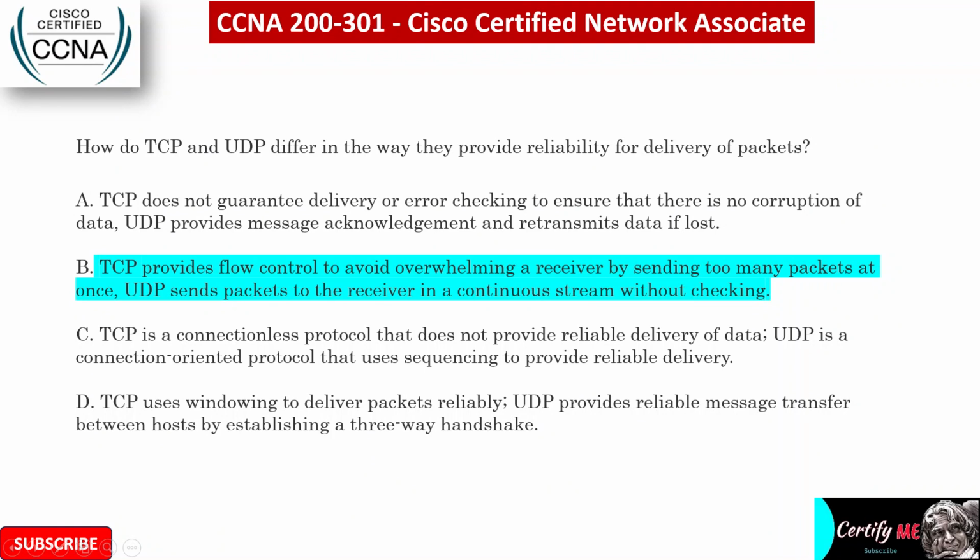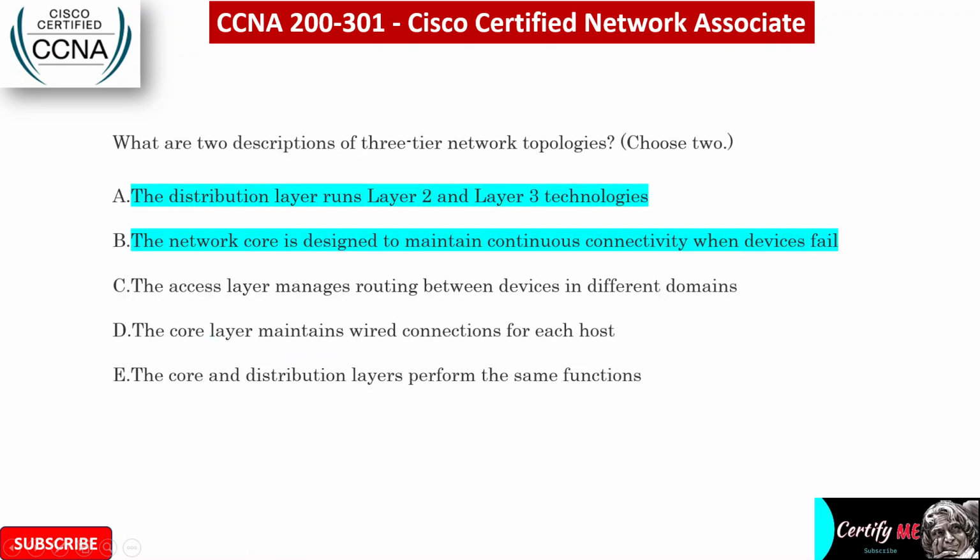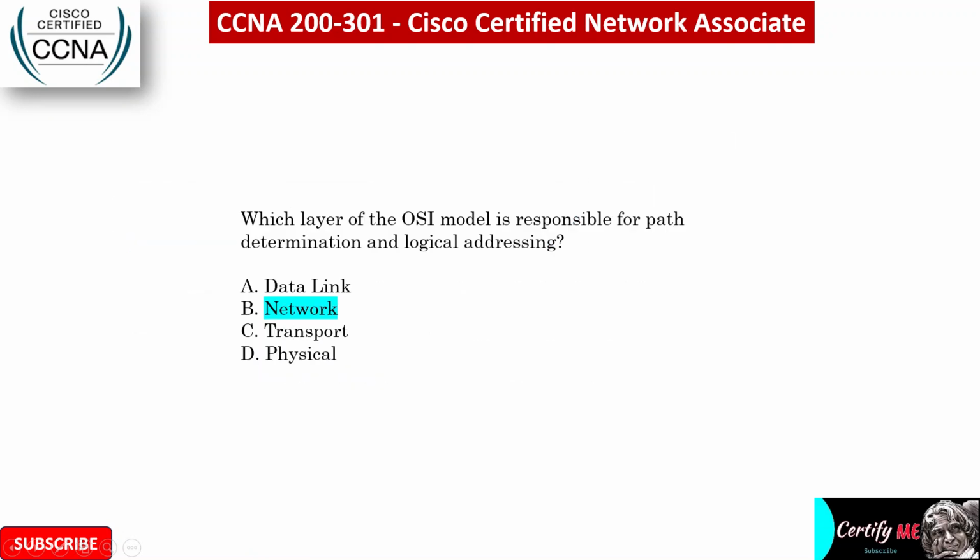Next, move on to the next question. Which layer of the OSI model is responsible for path determination and logical addressing? Option A, data link. Option B, network. Option C, transport. Option D, physical. Option B, network, is the correct answer.